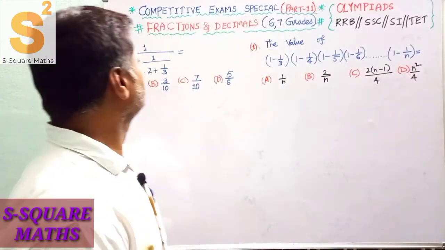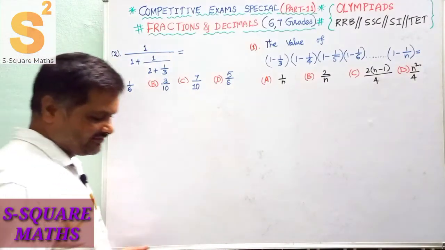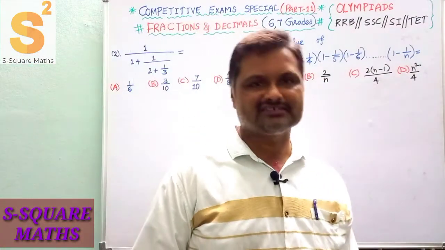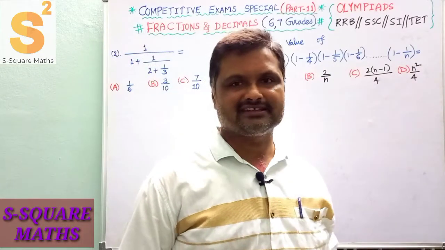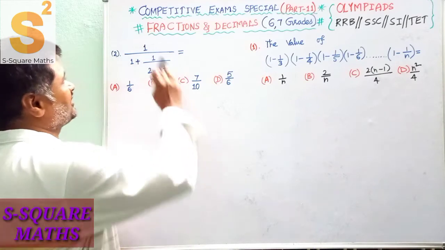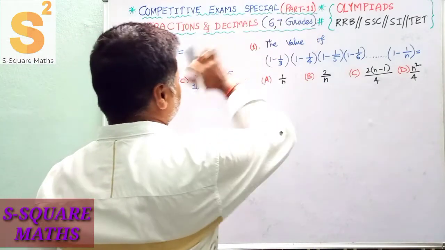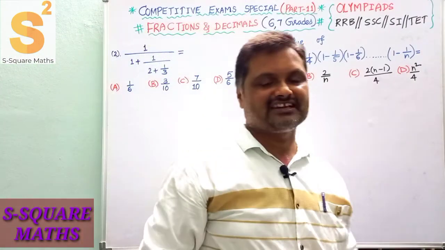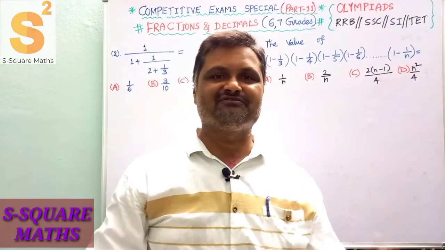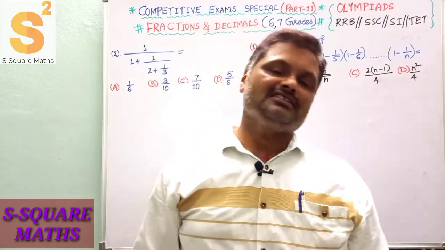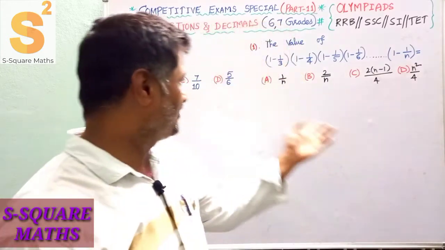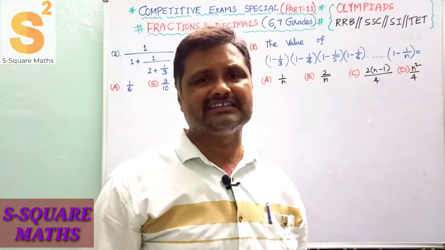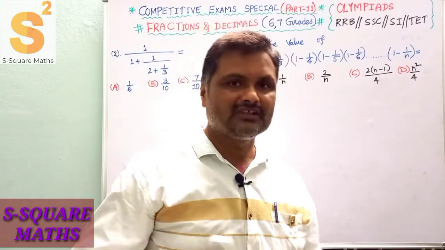And here, competitive exam special. Already we have gone through 10 parts, now the 11th part. It is meant for Olympiads, RRB, SSC, SI. At the same time, it is specially meant for 6th and 7th grade fractions and decimals, and it is a requested video from the 6th, 7th, 8th class students. This is also helpful for various examinations for 9th, 10th also. Let us see it now.